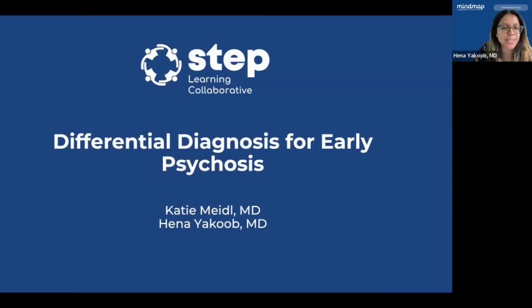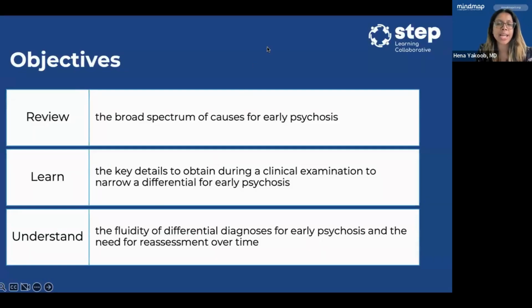So I will get us started with our objectives. By the end of our talk today, hopefully we will have reviewed the very broad spectrum of causes for early psychosis. We will be focusing on learning some of the key details in history and the clinical examination to obtain in order to narrow down a differential for early psychosis. And then we're also going to talk a bit about understanding the fluidity of differential diagnoses and the need for reassessment, ongoing reassessment over time.